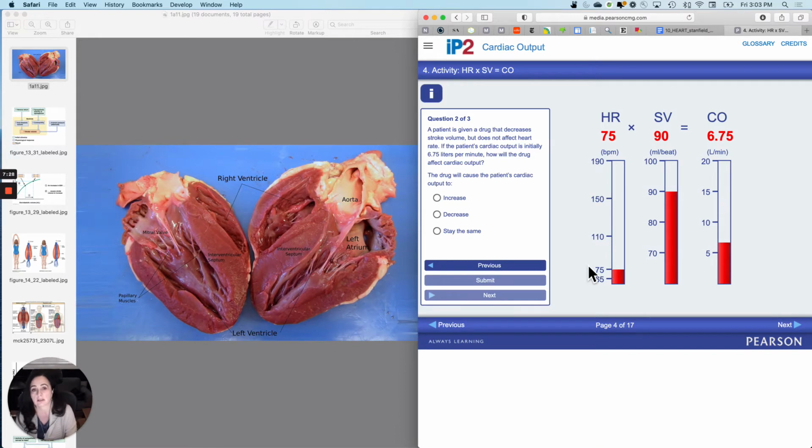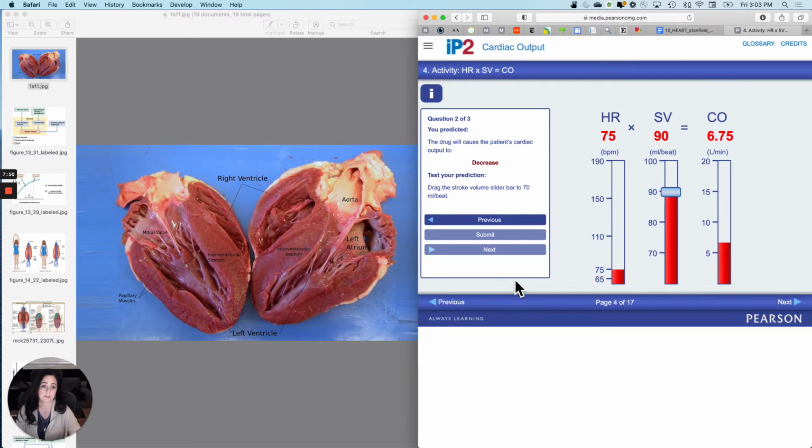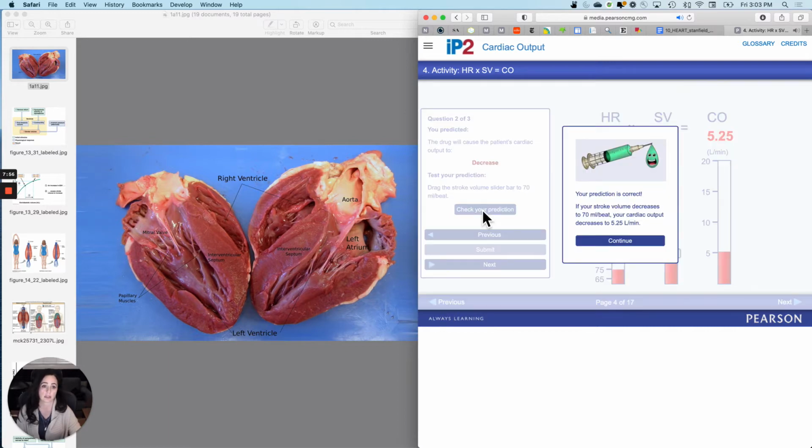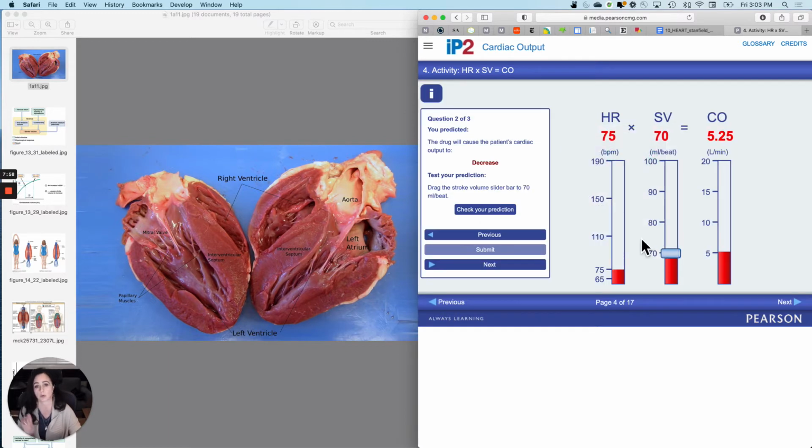Patient is given a drug that decreases stroke volume, but does not impact heart rate. If the patient's cardiac output is initially 6.75 liters per minute, how will the drug affect cardiac output? If you decrease the stroke volume, you can do math, right? This will cause the patient's cardiac output to decrease, right? Hit submit. Drag the stroke volume slider bar down to 70 mils per beat. Check your prediction. We are correct. One more thing.